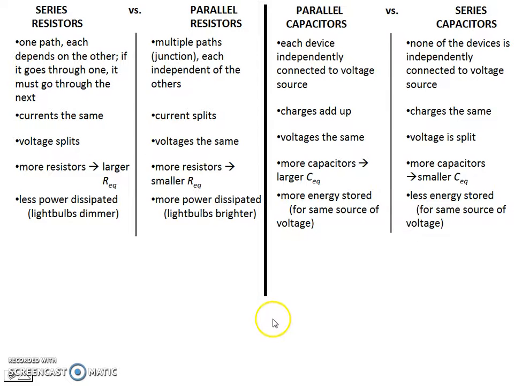Here they are side by side, just in case you couldn't find yours. And now that you see them side by side, you should see some connections. For example, here's everything in parallel. Parallel resistors, parallel capacitors, and look what happens here. The voltages are the same no matter what. Well, that's just a matter of charges having to be along an equal potential. Here, the current splits. Here, the charges split and add up. Well, remember, current just tracks the flow of charge, and so really that's the same idea.